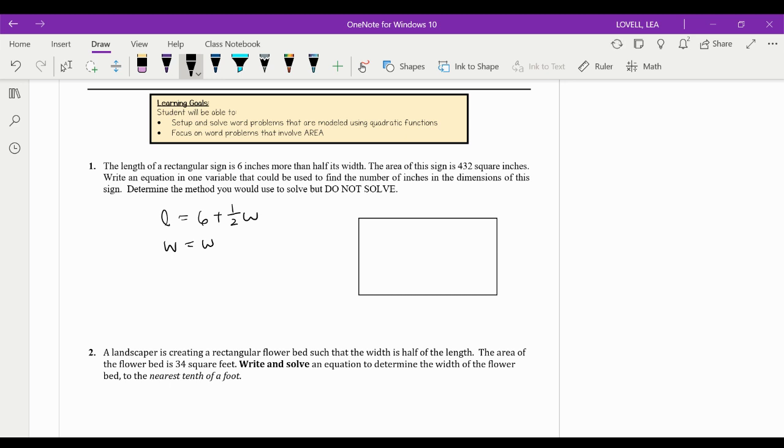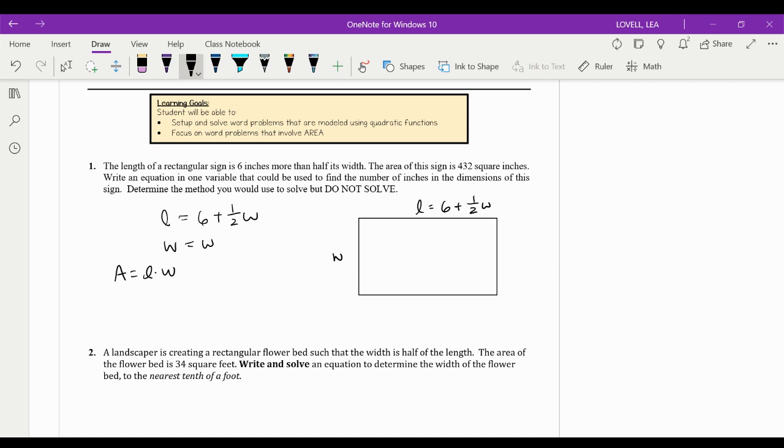So if we have a rectangle over here, we know that this is going to be the length and this is going to be the width. So let's put our dimensions onto the figure. So we have 6 plus 1/2 of the width is the length. Now we know that the area of this sign is 432 square inches. And we know that the area of a rectangle is length times width.